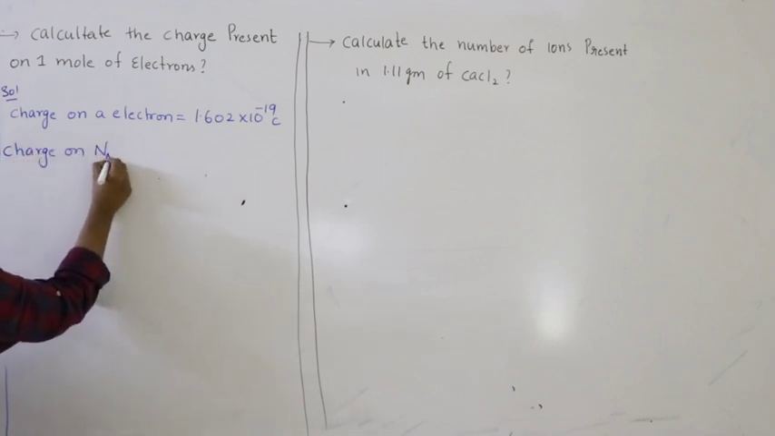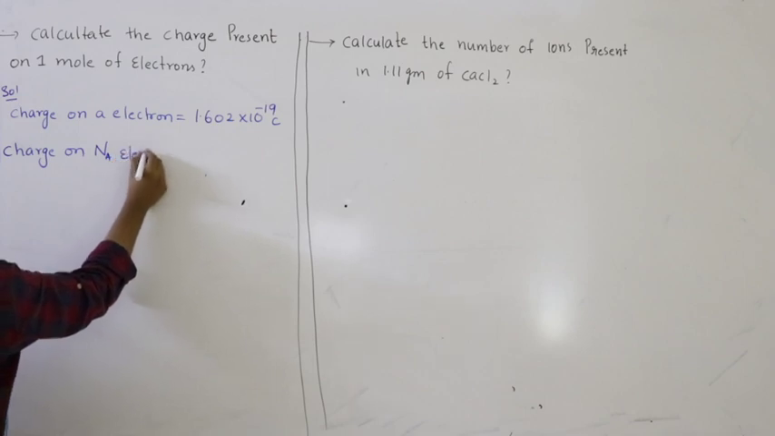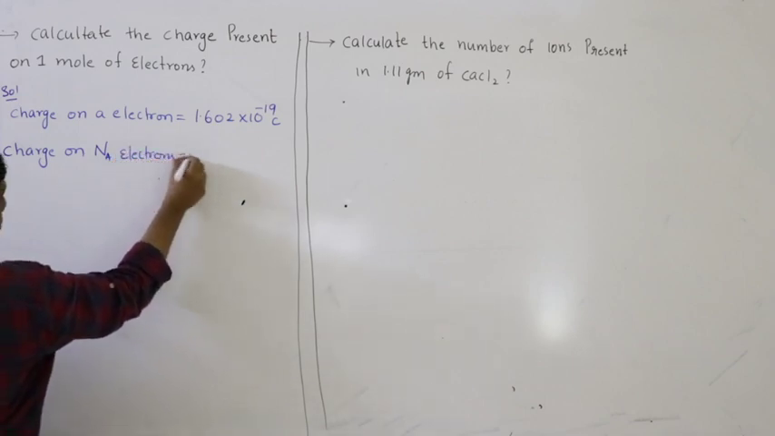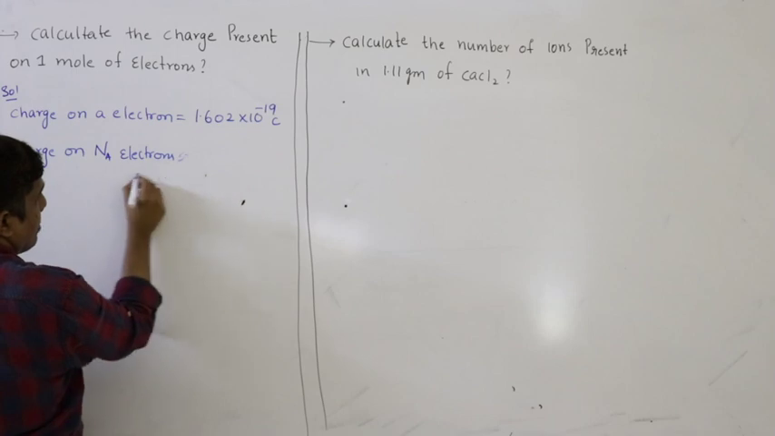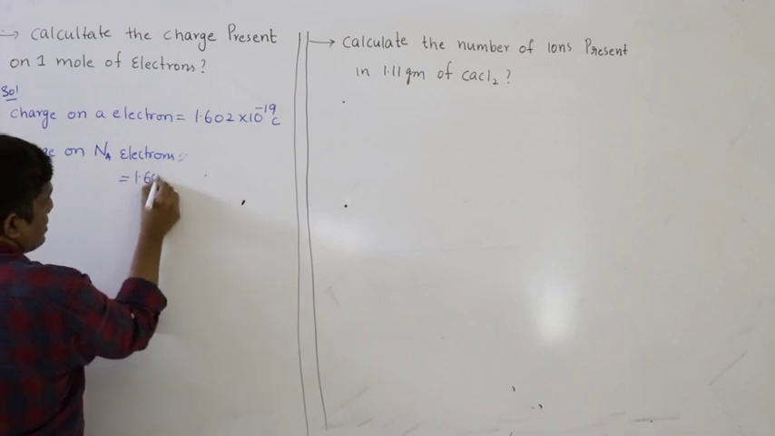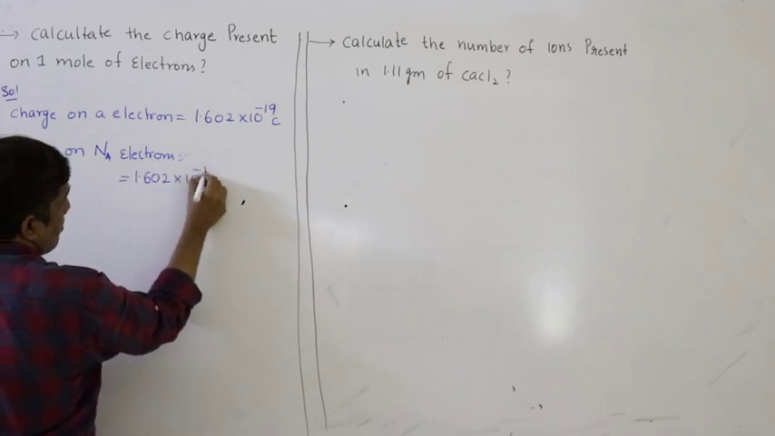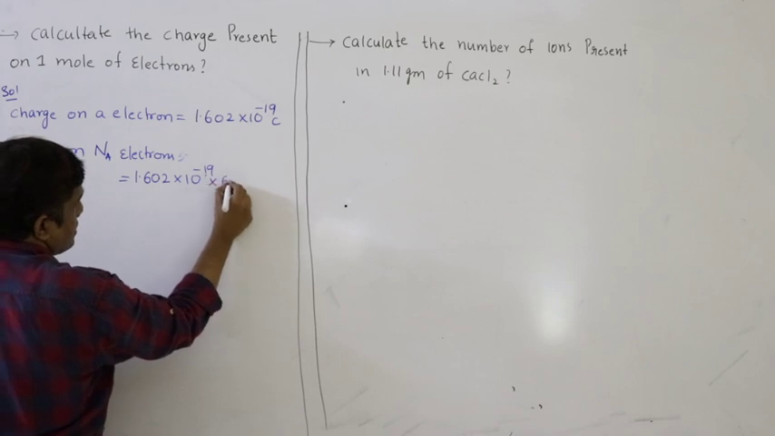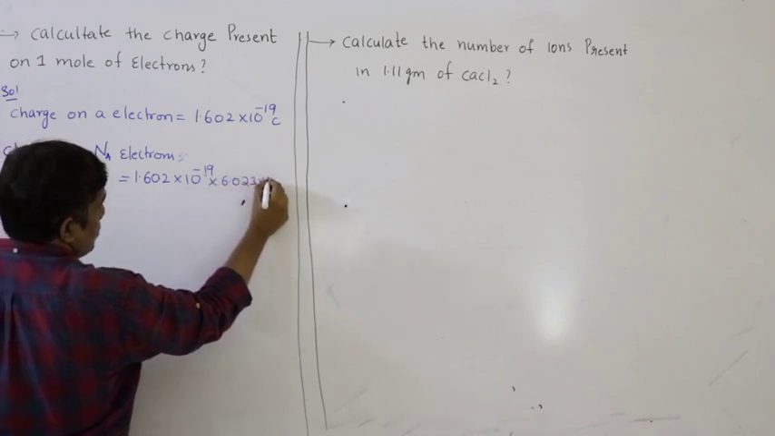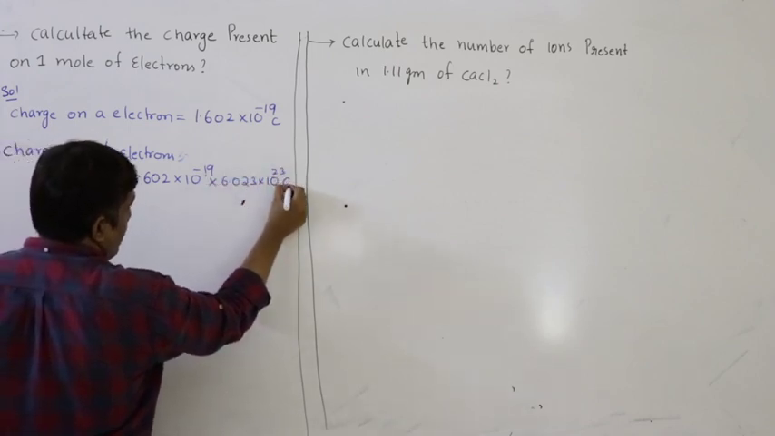Na, I am writing Na electrons. Na means Avogadro number, is equal to 1.602 into 10 power minus 19 into 6.023 into 10 power 23 coulombs.